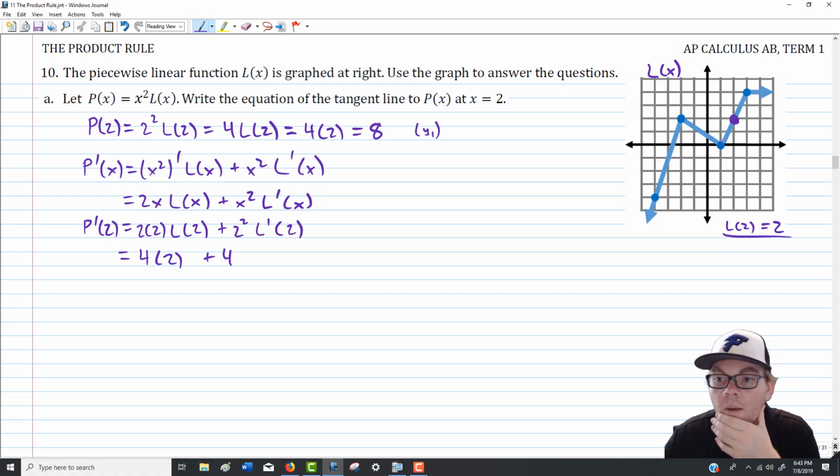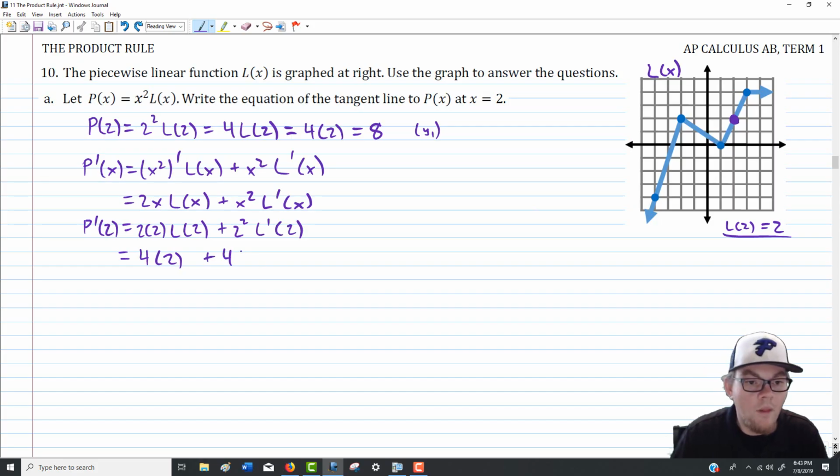Well, looking at L prime of 2, that's the slope. Well, that slope is clearly up 4 over 2, or up 2 over 1. So L prime of 2 is also 2. It's a lot of 2.